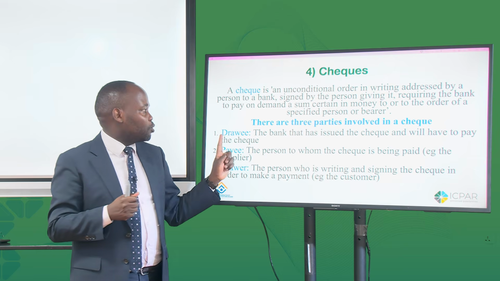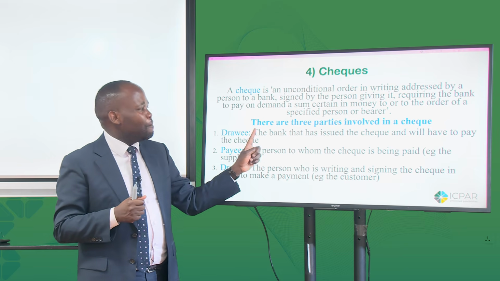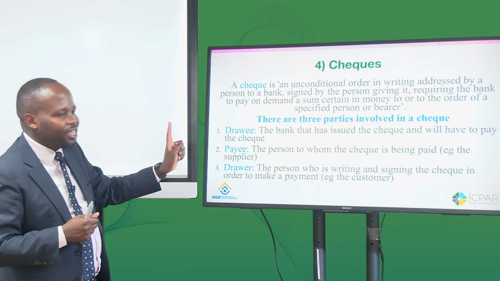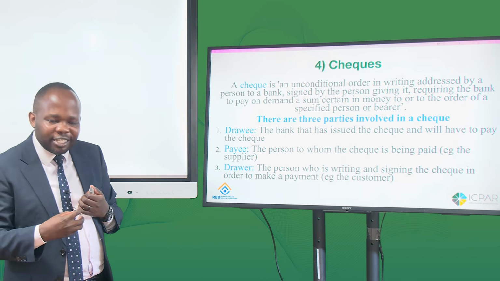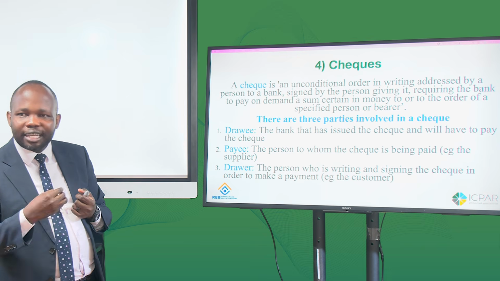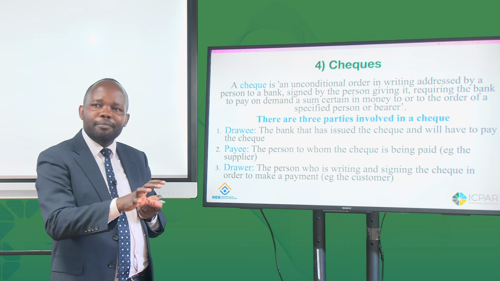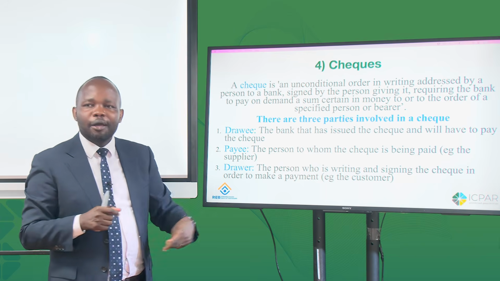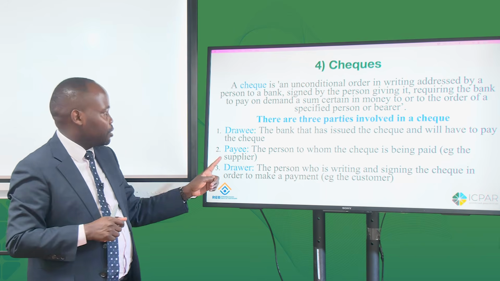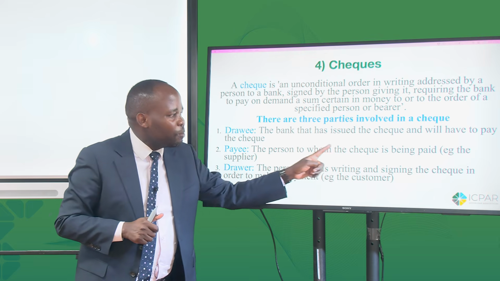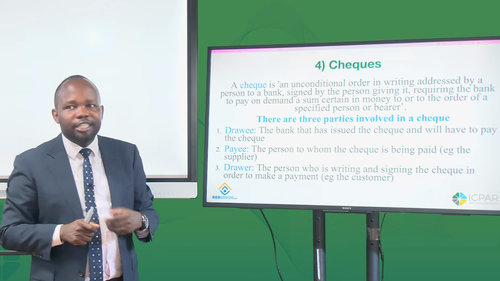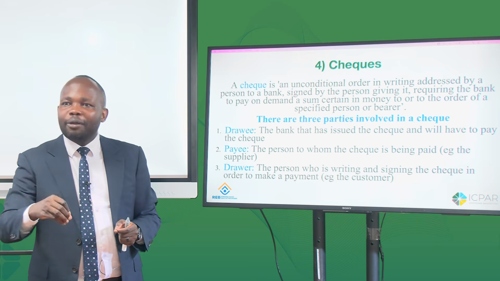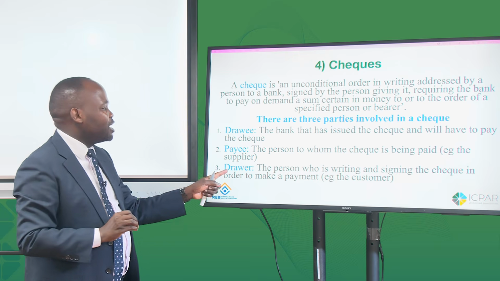So let's start with the drawee. The bank that has issued the check and will have to pay the check. Maybe in my business, my bank is Bank of Kigali. So the check is named Bank of Kigali. So Bank of Kigali is the drawee, the bank that has issued the check. Who is the payee? The person to whom the check is being paid, e.g. the supplier. So if I write a check to a supplier, the payee is the supplier to be paid. And finally, who is the drawer?